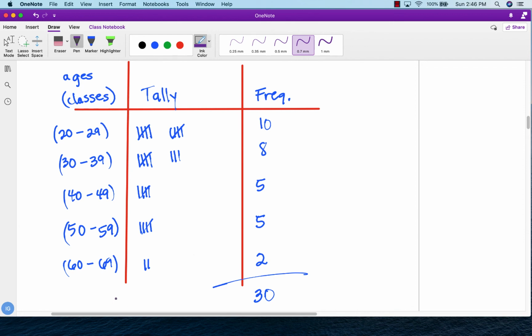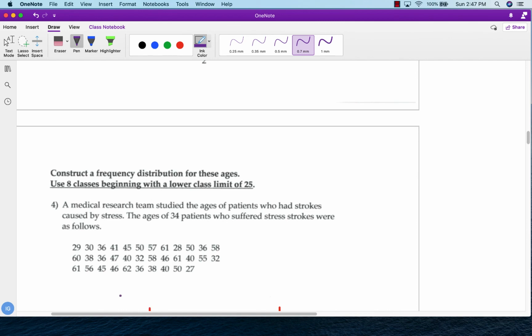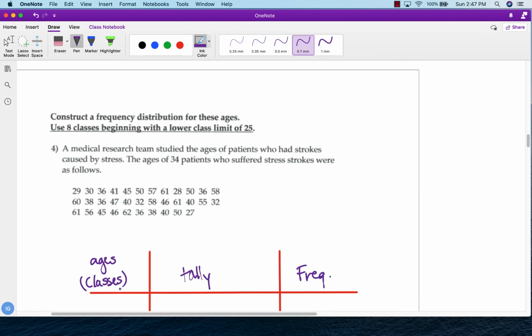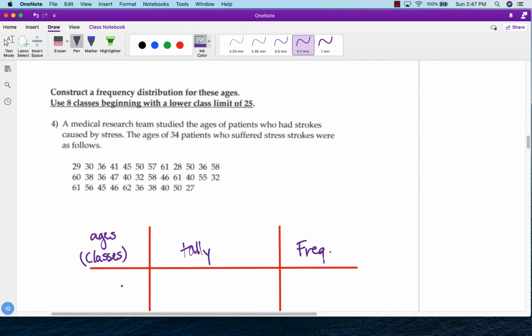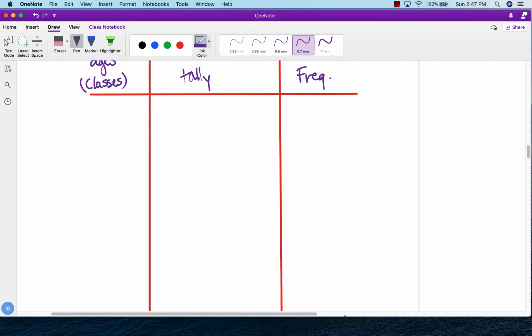Example number 4 is pretty similar to this one. We're going to construct a frequency distribution for these ages. So it says use 8 classes beginning with a lower class limit of 25. Okay, so I'll tell you what that means right now. It says a medical research team studied the ages of patients who had strokes caused by stress. The ages of 34 patients who suffered stress strokes were as follows. So here we have 34 patients, and this should be your total over here.